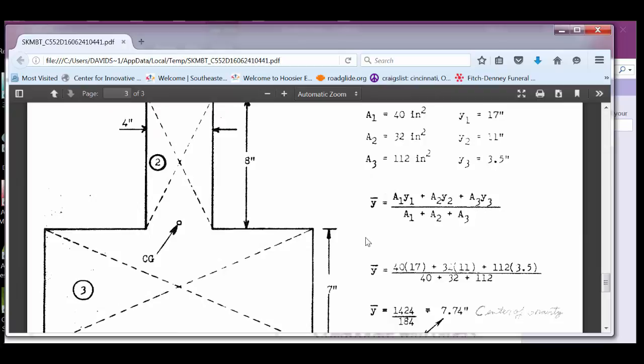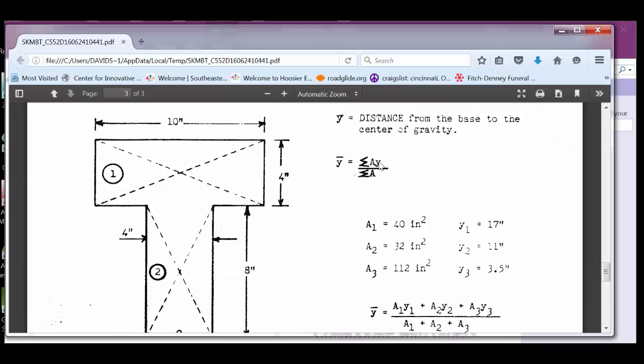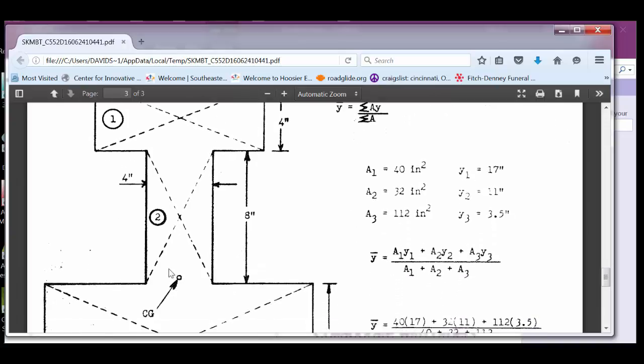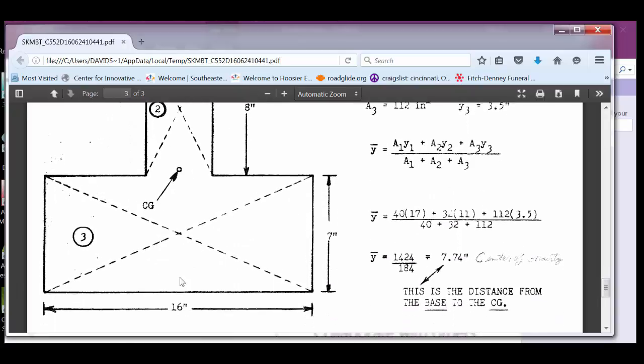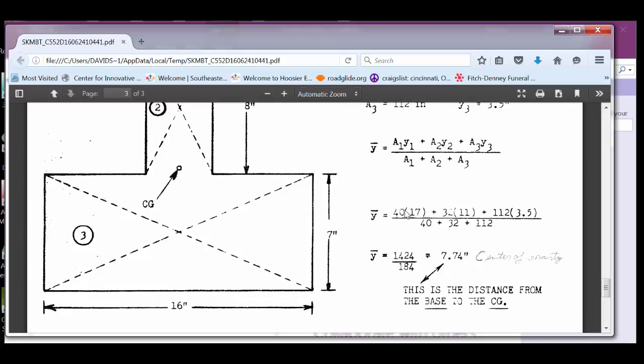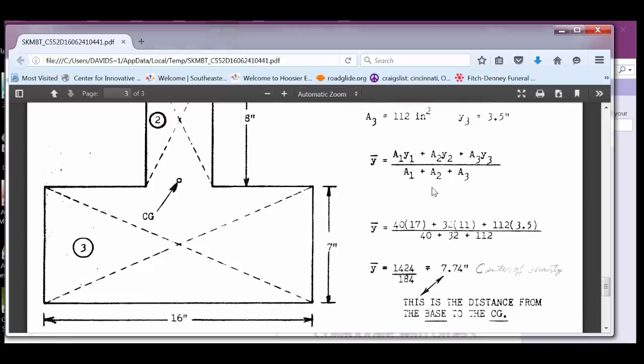To find y-bar, we have to do the summation of all the areas times the y distance for each one, divided by the summation of the areas. And you can see here, the area for 1 is 40 square inches. That's 10 times 4, right? Base times the height. The area for the second one is 32, which is 4 times 8, base times the height. And the area of 3 is 112, which is 16 times 7. And he's showing that right here.